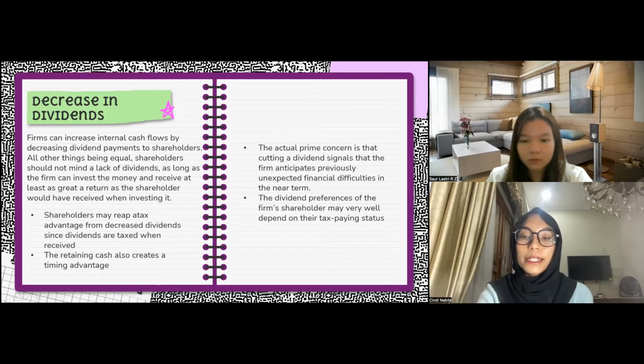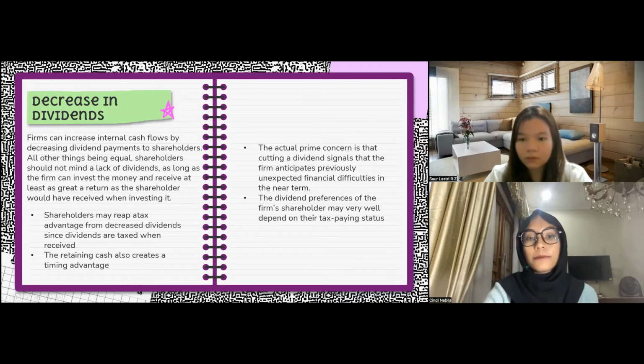And when dividends are paid to a non-tax-exempt shareholder, such as an individual investor, there can be a double tax: once on the corporation when it has the earnings, and again on the shareholders when the dividend is distributed. Thus, the dividend preference of the firm's shareholders may very well depend on their tax-paying status. Recognizing this difference, firms often divide shareholder groups into separate tax clienteles.